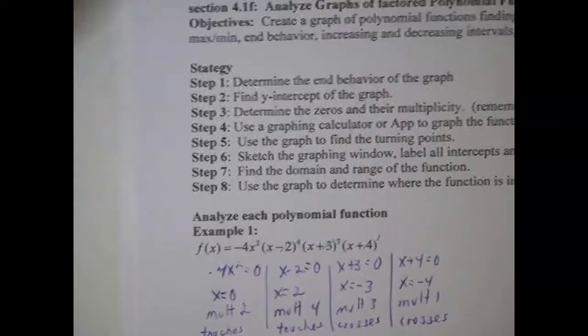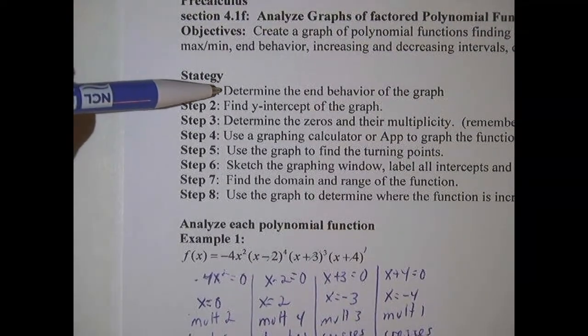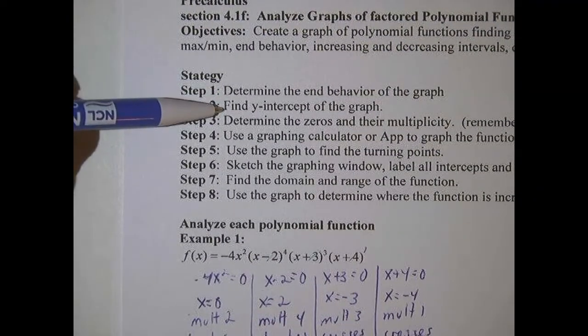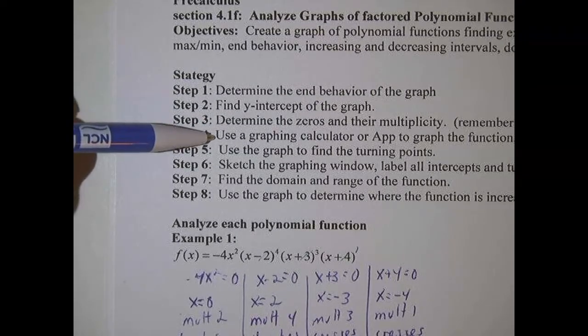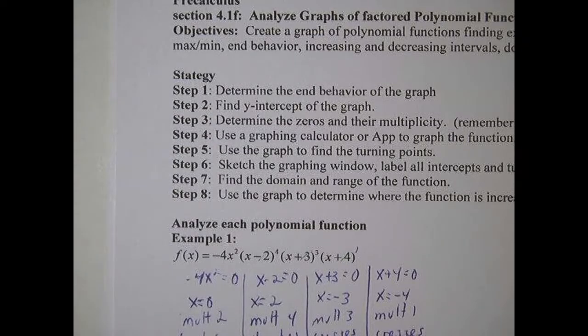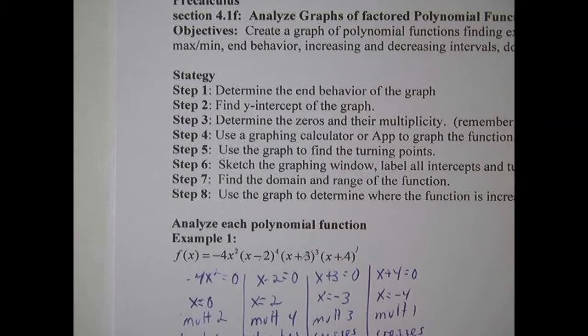All right, so let's look at the directions here and see what we've done so far with the steps. We've determined the end behavior. We found the y-intercept, we've looked at the zeros and their multiplicity, and now we're ready to take a look on the graphing calculator and see what this looks like. You can use Desmos, a graphing calculator, or the app on Chrome.